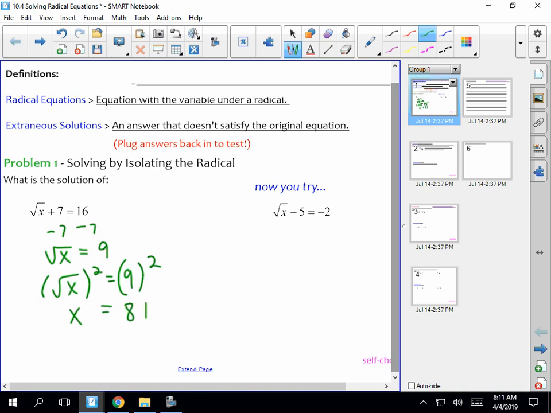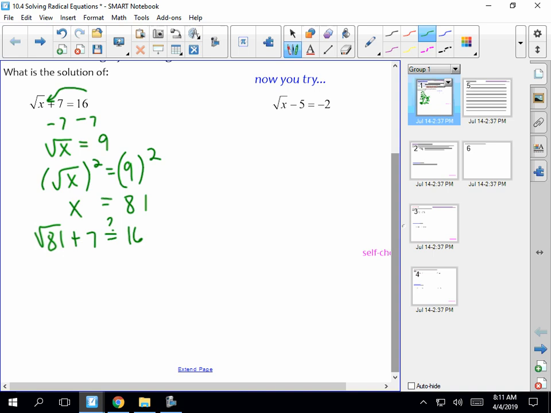We can take that 81 and plug it in right here. Square root of 81 plus 7, does that equal 16 is the question. Square root of 81 is 9. 9 plus 7 does equal 16. So that solution checks out. So just get in the habit of checking your solution.